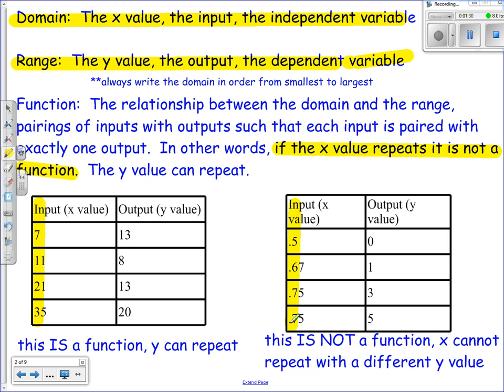So I'm going to say it one more time. If the X value repeats, it is not a function.